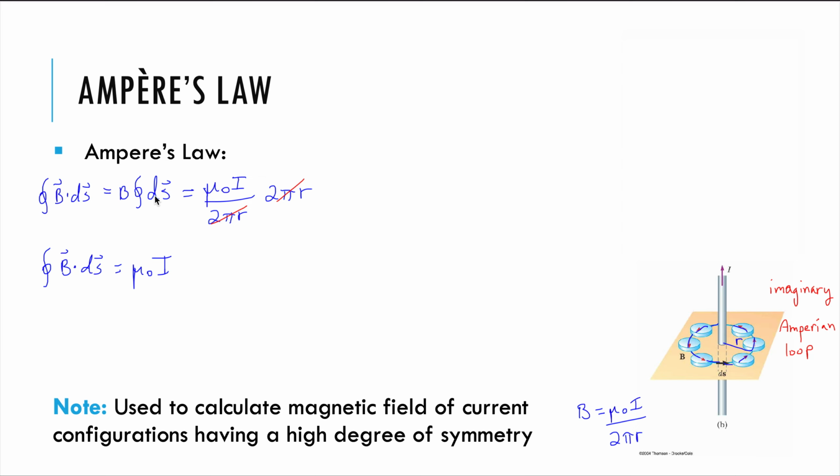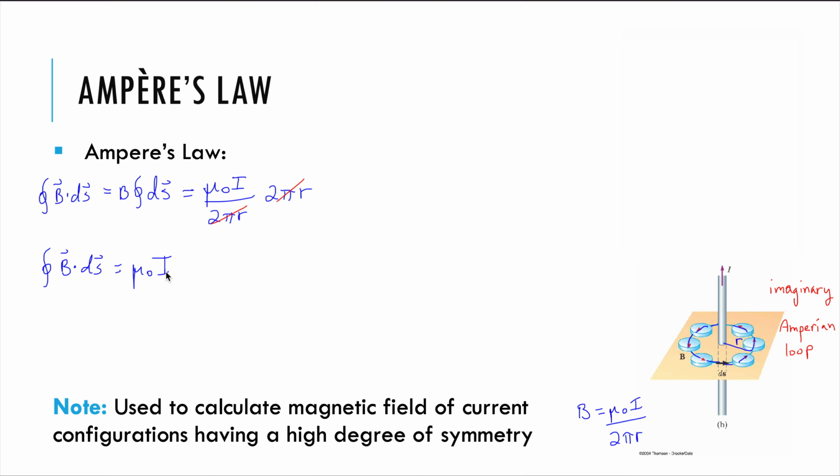It doesn't have to be a circle, so it doesn't have to be the circumference. It can be the perimeter if it's a rectangular loop. But if you take advantage of the symmetry, the direction of the magnetic field produced is in the same direction as the little ds elements that make up your loop, then the line integral will be very easy to calculate.